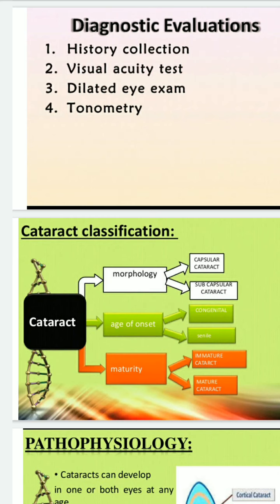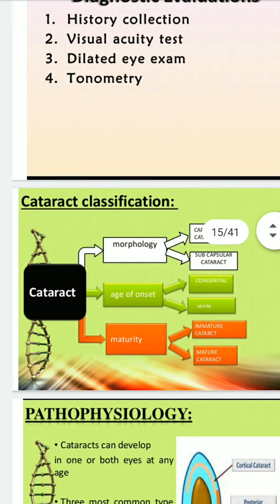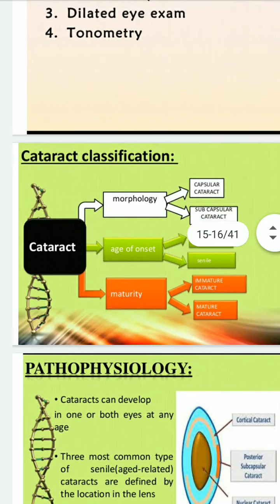Senile cataracts are defined by the location in the lens. That is, according to the location in the lens, the senile cataract is divided into mainly three types: nuclear, cortical, and posterior subcapsular cataract.